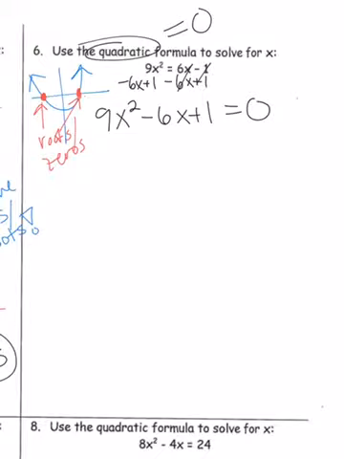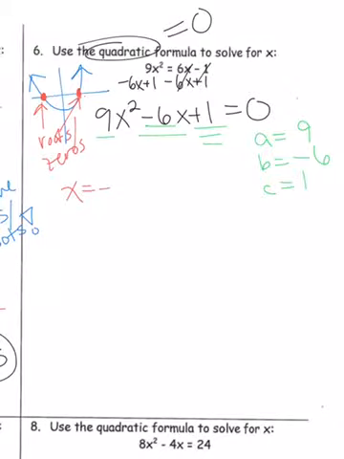Alright, so we've got to identify what is A, what is B, and what is C. So here we're going to go in order. There's A, it's 9. B right there, negative 6. And then C is just 1. So, we're going to fill in for the quadratic formula. Alright, remember the song?